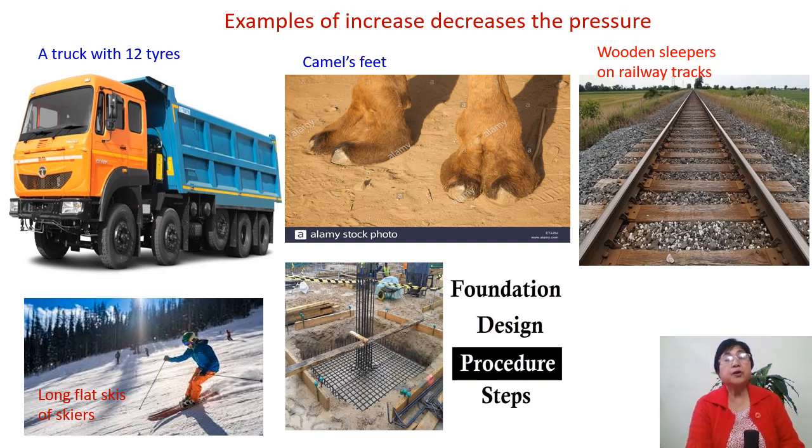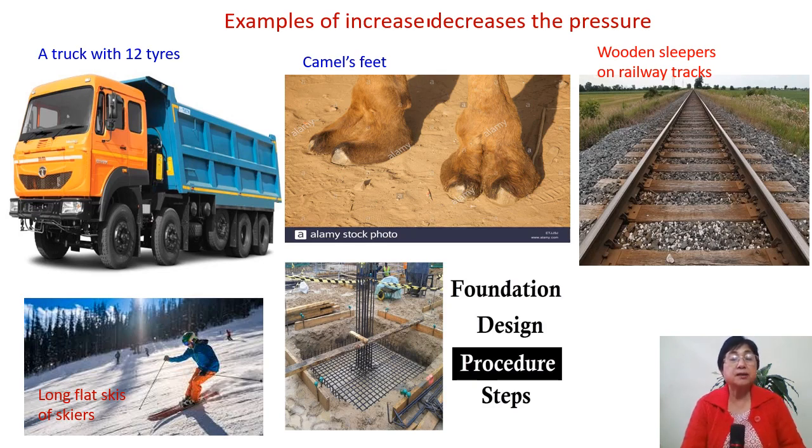Okay, examples of increase. This should be: an increase in area decreases the pressure. An increase in area of contact decreases the pressure. The first example that you see here is a truck. The conventional truck has only 4 tires. You will have 2 on the front and 2 on the back.